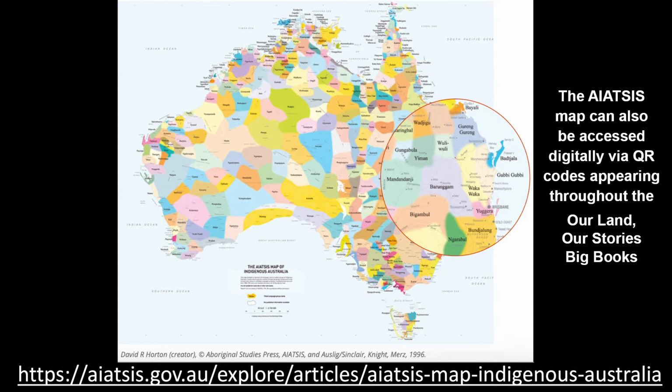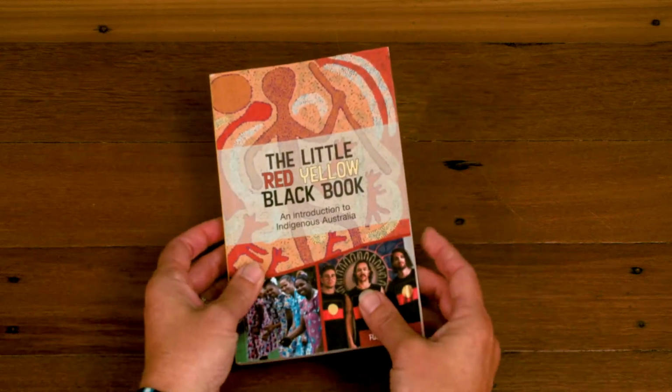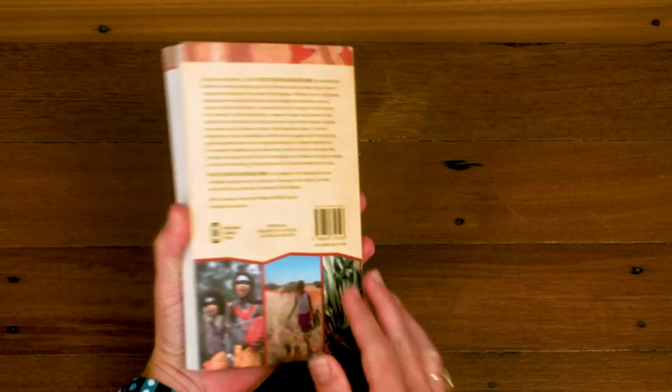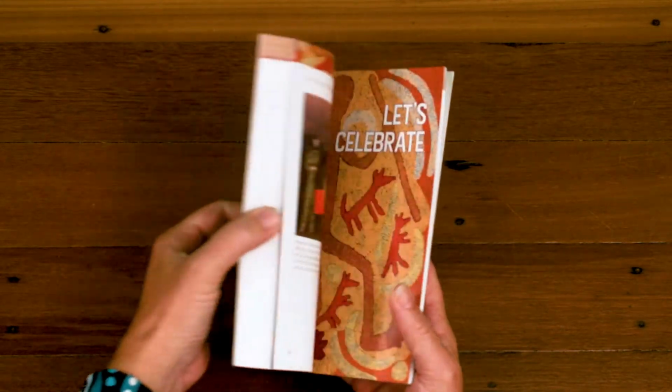Thank you. Are you familiar with this map? This is the IATSIS map of Indigenous Australia, and it is part of the Our Land, Our Stories series. You'll find it tucked away in the back of the little red, yellow, black book, which is written by Uncle Bruce Pascoe and features as a part of this series. I strongly encourage you to use this with your students for various activities, and we refer to it often in the teacher resource book for this series.